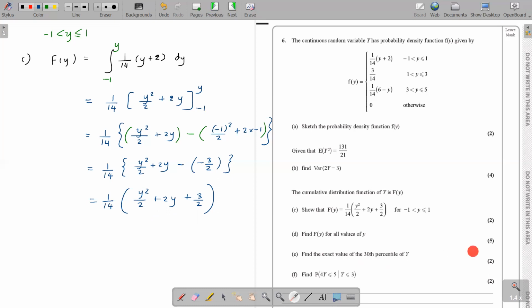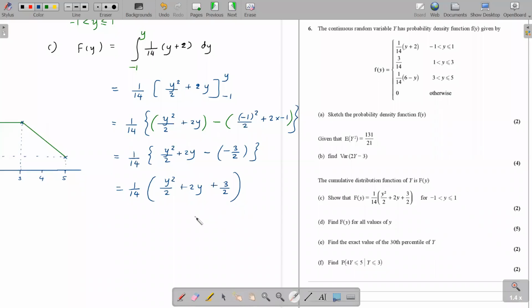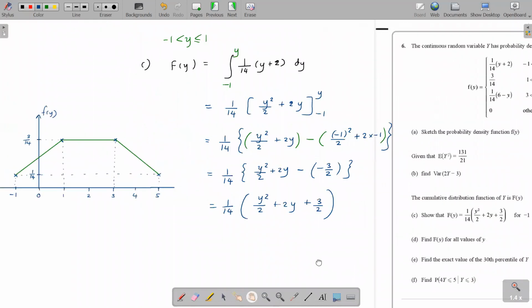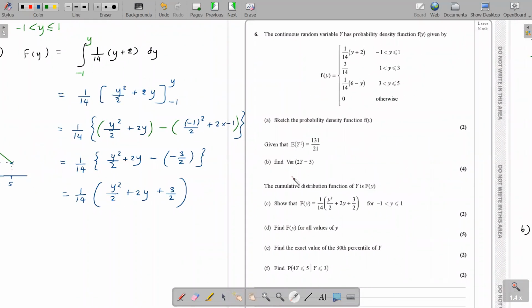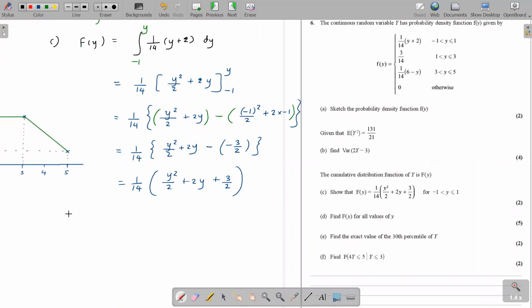Next one, part D, for 5 marks, they ask you to find capital F(y) for all values of y. Okay, how do we find capital F(y) for all values of y? So then go to the next part of the graph. I took a copy of the graph over here so that we can refer to it. The next part is you have to get the capital F(y) for 3/14 between -1 to +1. So what do we do in part D? For y values between 1 and 3, make sure you clearly identify in which range you are working.